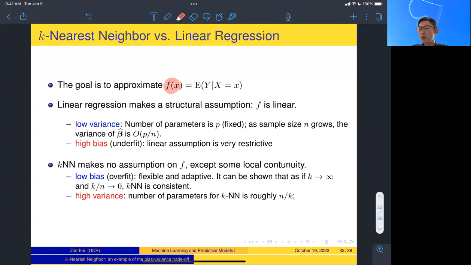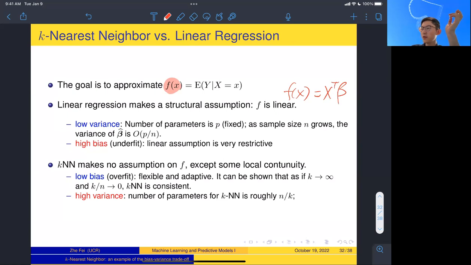As we are familiar with, linear regression makes a structural assumption that f is linear. In other words, the linear model specifies that f of x takes this linear form. Sometimes people write it as x transpose beta, if you have multiple x, with X as a vector. This linear form is the underlying assumption for linear regression. The advantage of assuming this linear structure is that it has low variance. The number of parameters is fixed, in other words, that's the degrees of freedom. As long as your p is small, that means your model is simple.